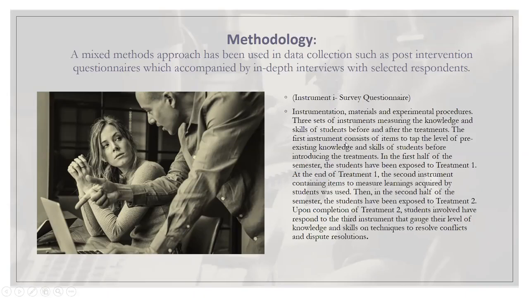The first instrument consists of items to tap the level of pre-existing knowledge and skill of students before introducing the treatment. In the first half of the semester, the students were exposed to treatment 1. At the end of treatment 1, the second instrument containing items to measure learning acquired by students was used. Then in the second half of the semester, the students were exposed to treatment 2. Upon completion of treatment 2, students responded to the third instrument that gauged their level of knowledge and skills on techniques to resolve conflict and dispute resolutions.